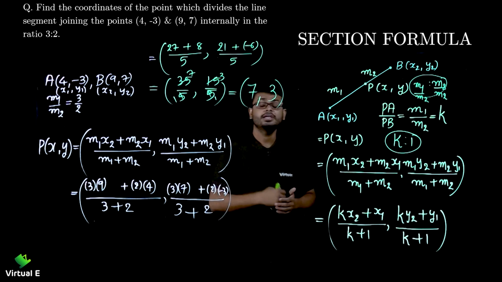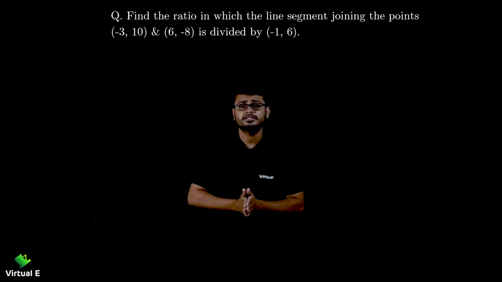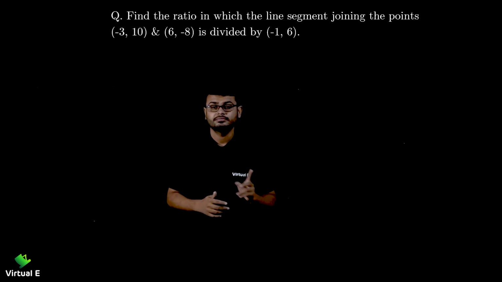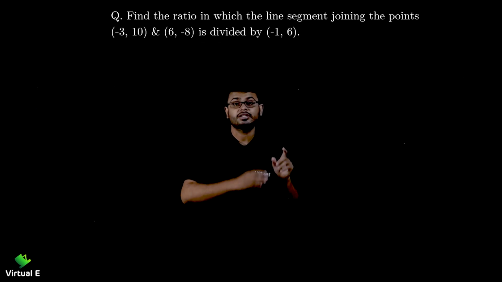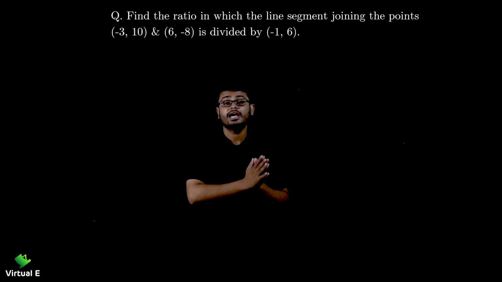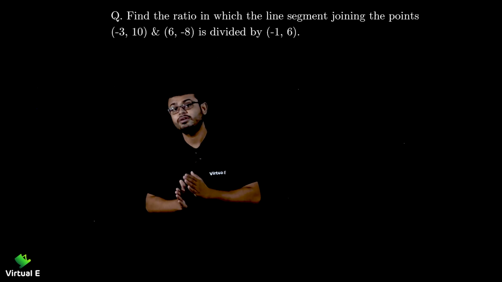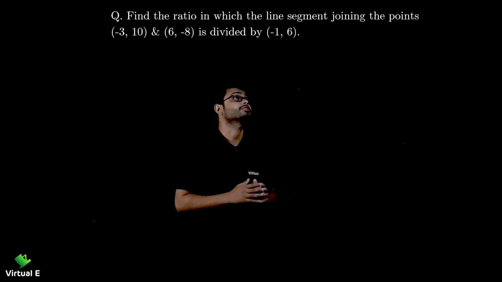So let's move to the second sum. Let's discuss one more question. In previous session, we learned section formula. We did one forward question, that points were given, ratio was given, and we were finding the points. Let's do one question where we need to do the reverse of it. Let's read the question first.